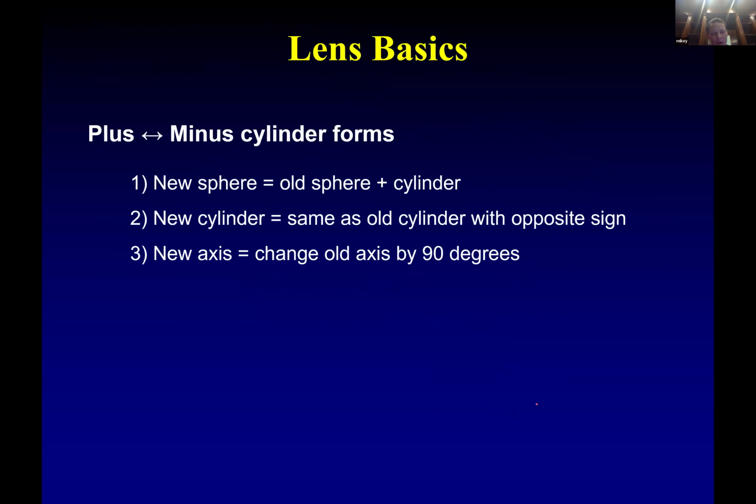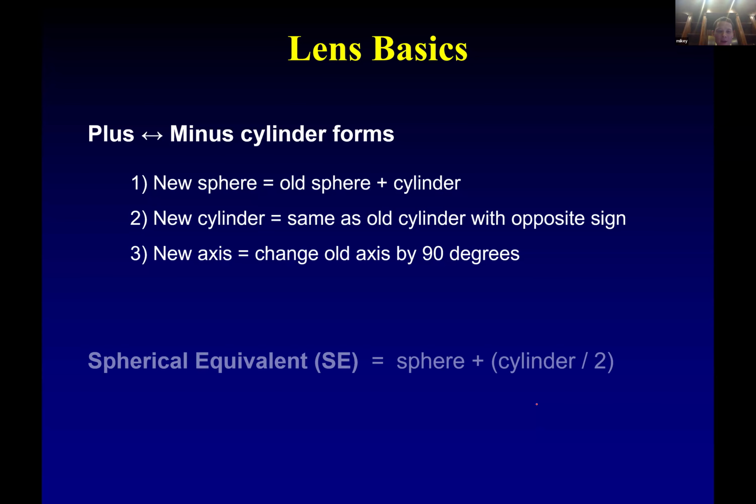So this is a 3-step process going from minus to plus cylinder forms. Every lens has 2 equivalent forms, one a plus cylinder and one a minus cylinder, and it's 3 steps which takes you back and forth between the 2 forms. For the new sphere, you just add the sphere and cylinder numbers together. The new cylinder is the same number with an opposite sign, and then you change the axis by 90 degrees. And the spherical equivalent is the sphere plus the cylinder divided by 2.